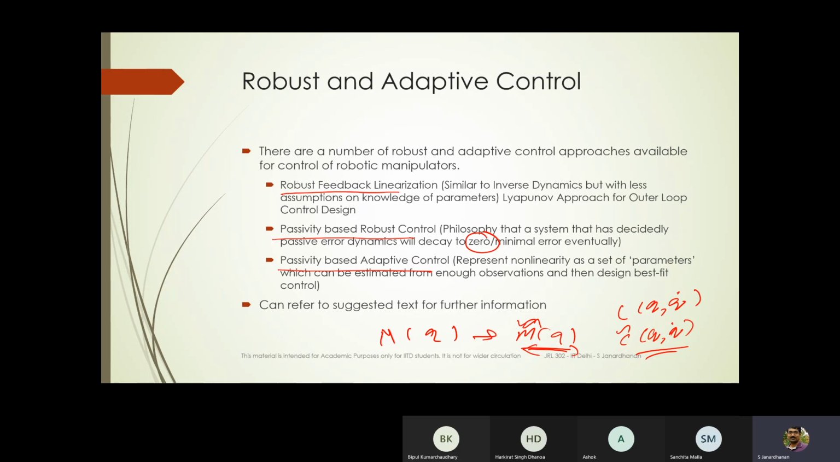In the case of adaptive control, you represent the nonlinearity as a set of parameters which have to be estimated. You use an estimator to continuously use your measurements of q and q dot to estimate what the parameters are, and then to tune. From q and q dot, you estimate your mass matrix and the Coriolis matrix. From this, you find the best suited values of Kp, Kd, etc. for that system. As I said, for more detailed knowledge of these control strategies, you can refer to additional text.